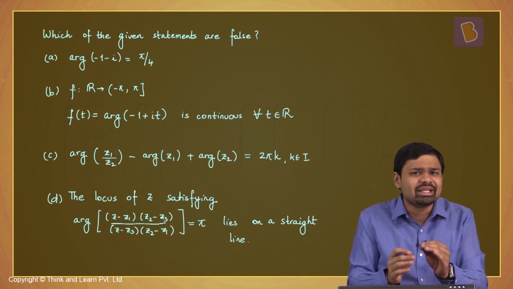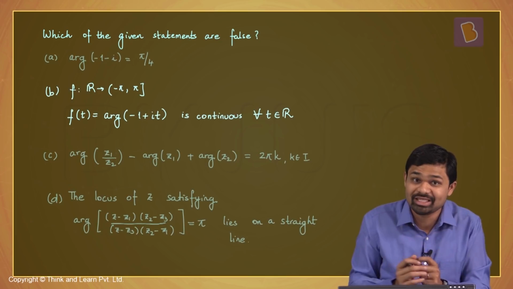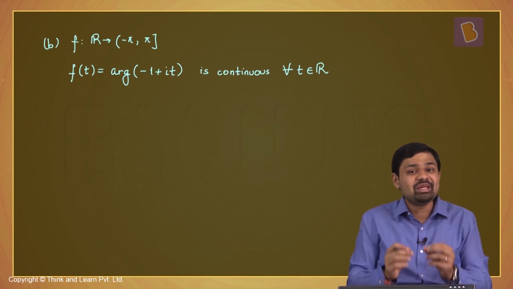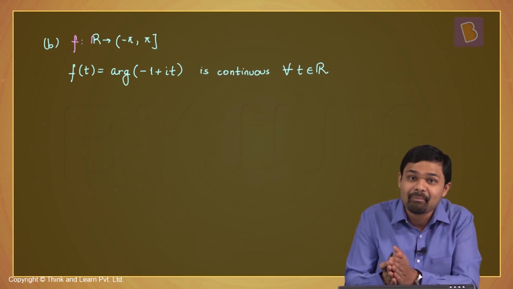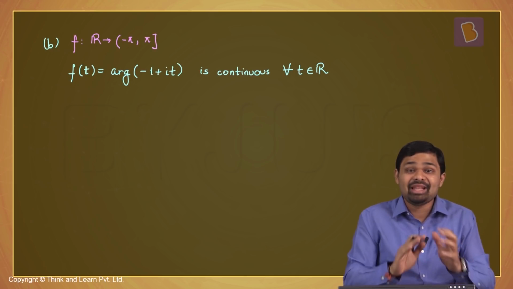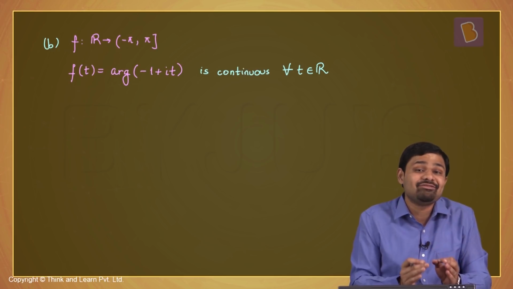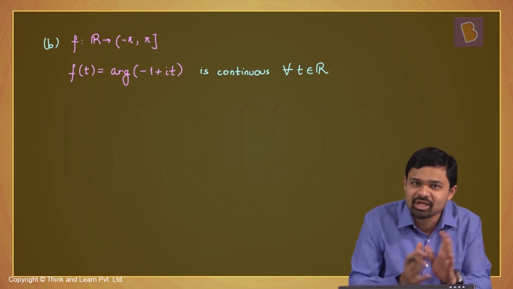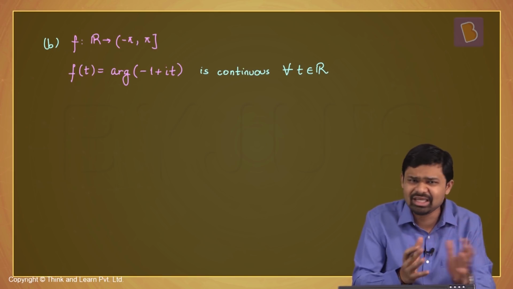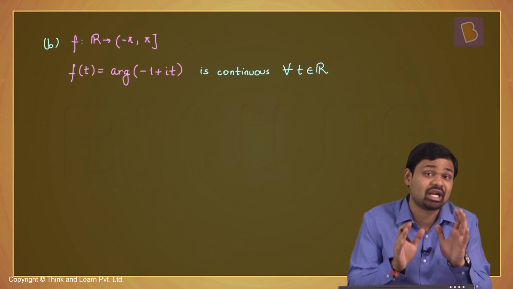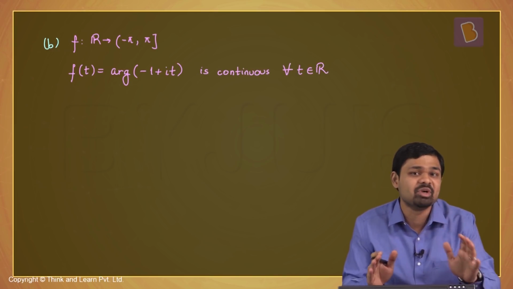The second option seems to be a little simpler than the fourth option. So we look at the second option. What has been told in the second option? We have been given a function from real numbers to negative pi to pi. This function is defined as the argument of the complex number negative 1 plus iota t, where t can be any real number. The objective is to check if this function is continuous for all real numbers t.